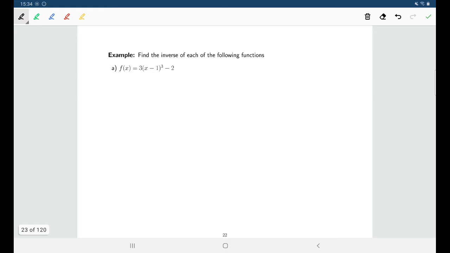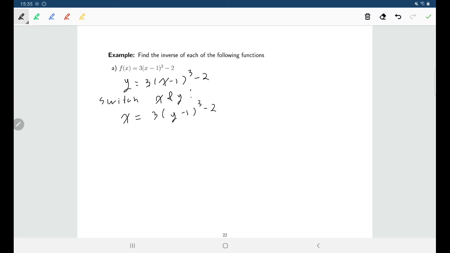Okay, so let's find the inverse of this first function. f of x is equal to 3 times (x minus 1) cubed minus 2. And so the first thing that we do is we write it as y equals. Next, I'll switch the x's and the y's. So instead of y equals, it's now x equals 3 times (y minus 1) cubed minus 2. And now I just need to solve for y.